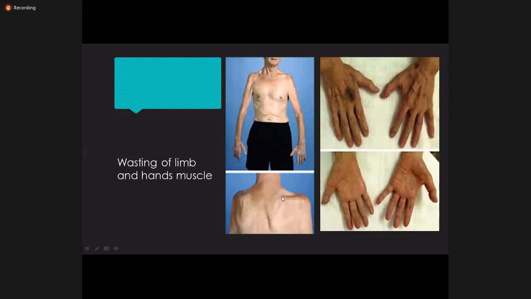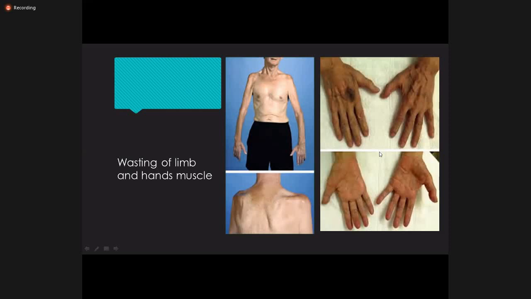Now you can see there is a wasting over the scapula. So this is the wasting in the hand. If you compare both hands, where we look for the wasting, especially in the thenar and hypothenar areas, which is where my cursor is moving, you can see there is a flattening of these thenar and hypothenar muscles. So this is the wasting of the small muscles of the hand.